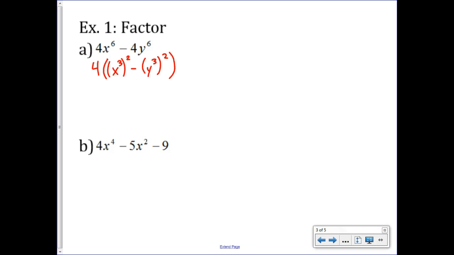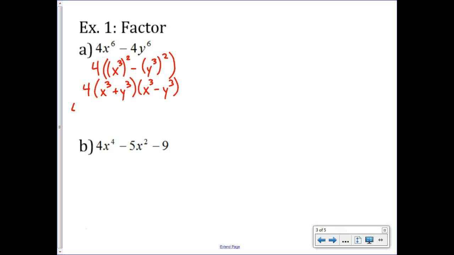So now if I write that, I still have my 4 out front, and then I have x cubed plus y cubed and x cubed minus y cubed. So now that we have x cubed plus y cubed and x cubed minus y cubed, we have a sum of 2 cubes and we have a difference of 2 cubes, which means we can do some more factoring.